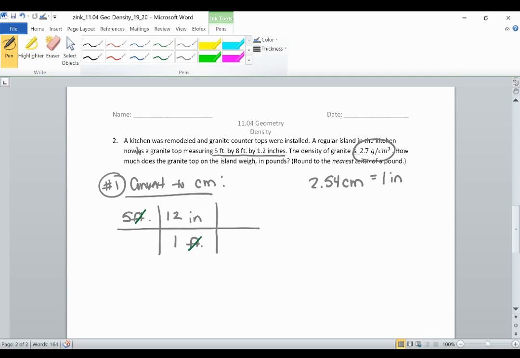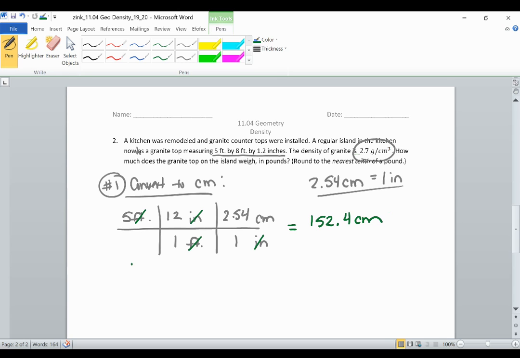And that'll get my feet to cancel. And then I want to convert inches into centimeters. So I'm going to put inches in the bottom, centimeters on the top. There's 1 inch and 2.54 centimeters. So now my inches cancel, left with just centimeters. I'm going to multiply straight across the top and straight across the bottom, which is just 1. So I get 152.4 centimeters.